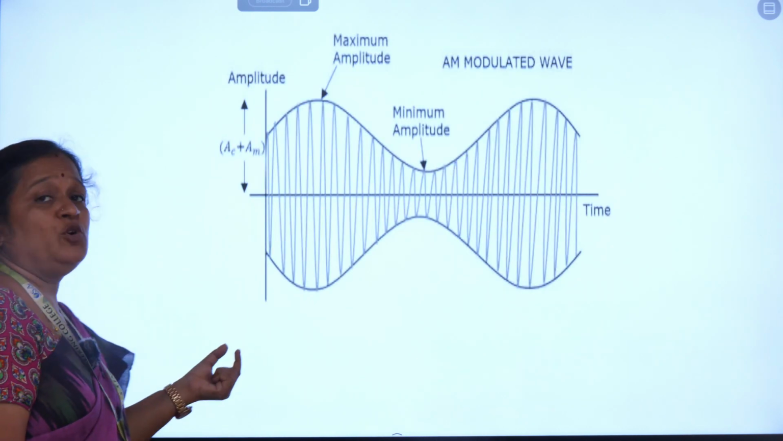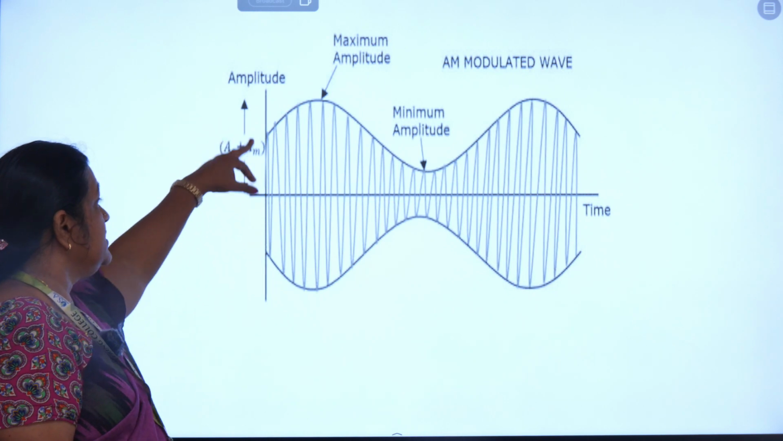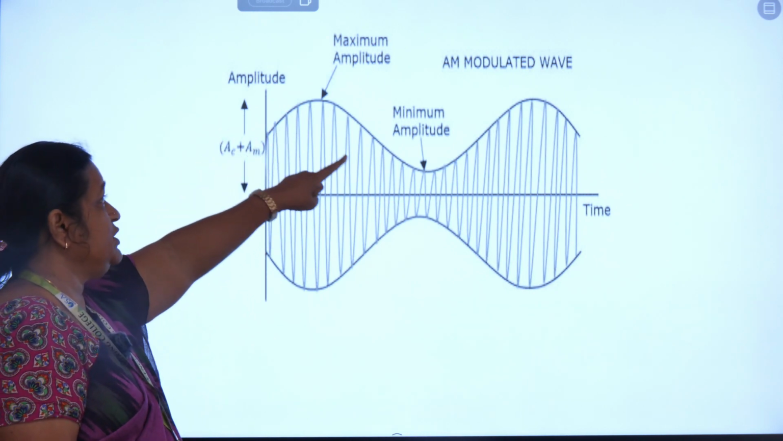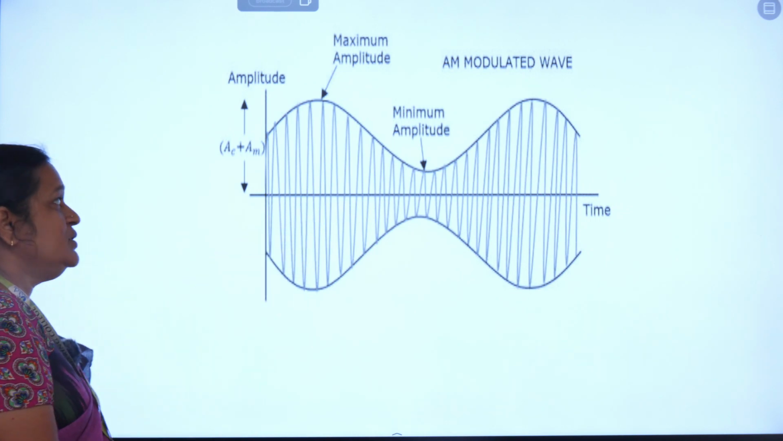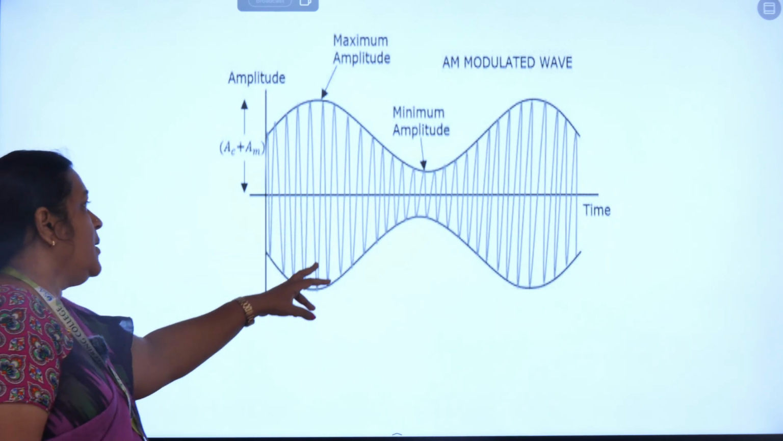So this is an amplitude modulated wave. Here this is the maximum amplitude, this is the minimum amplitude. This comes under time domain. So this is an amplitude modulated wave.